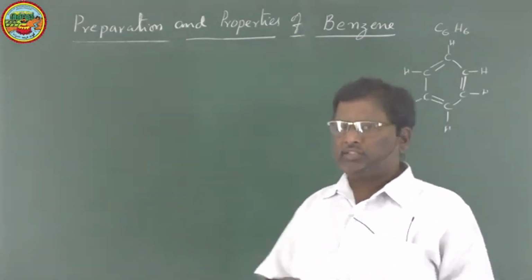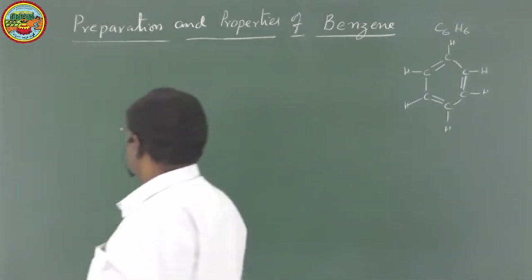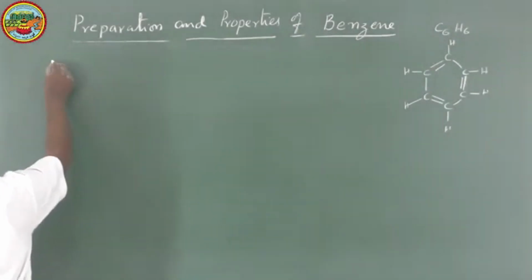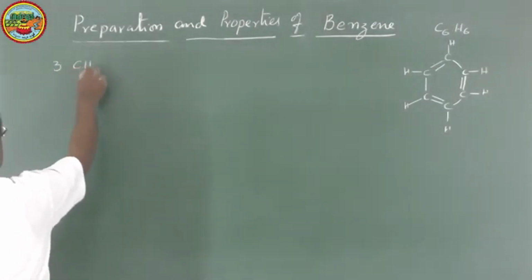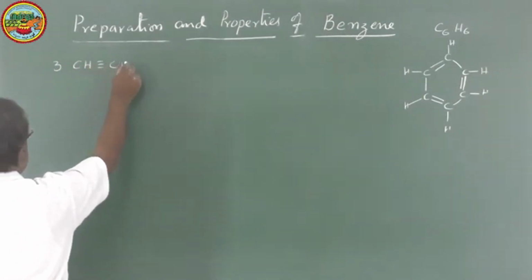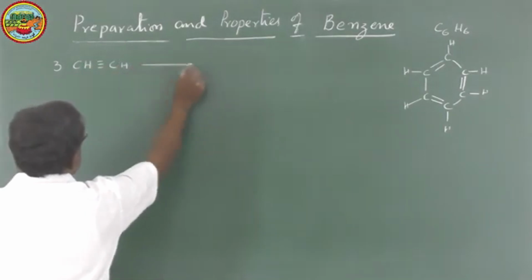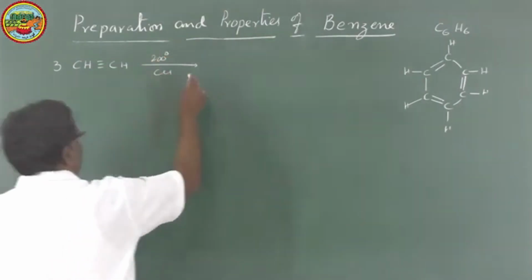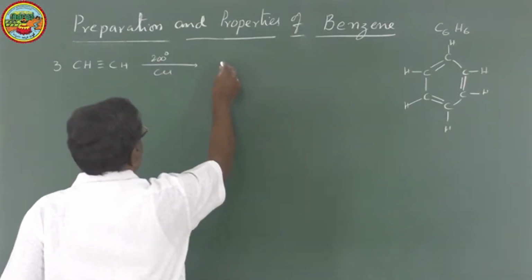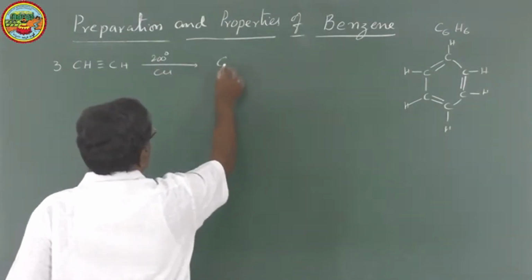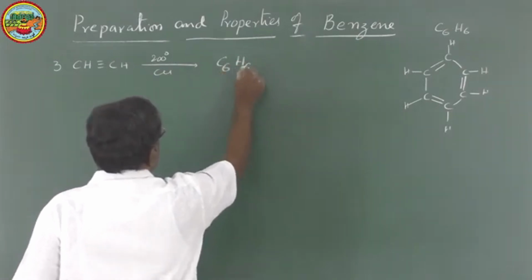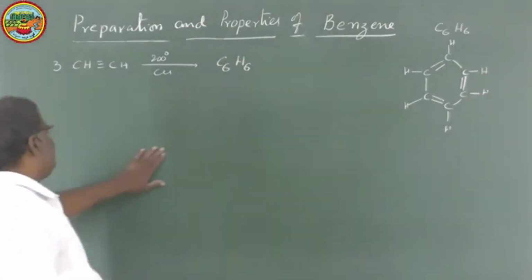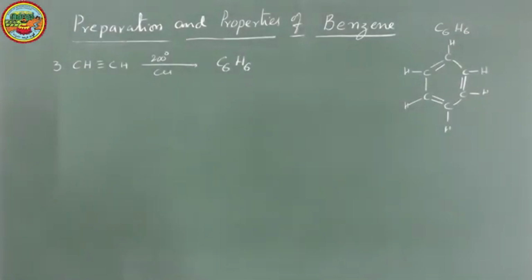The important methods we have already discussed in the properties of acetylene. 3 moles of acetylene, when passed through copper tubes at 200 degrees centigrade and high pressure, polymerize to give benzene, C6H6. This is the polymerization of acetylene. Polymerization of acetylene forms benzene.